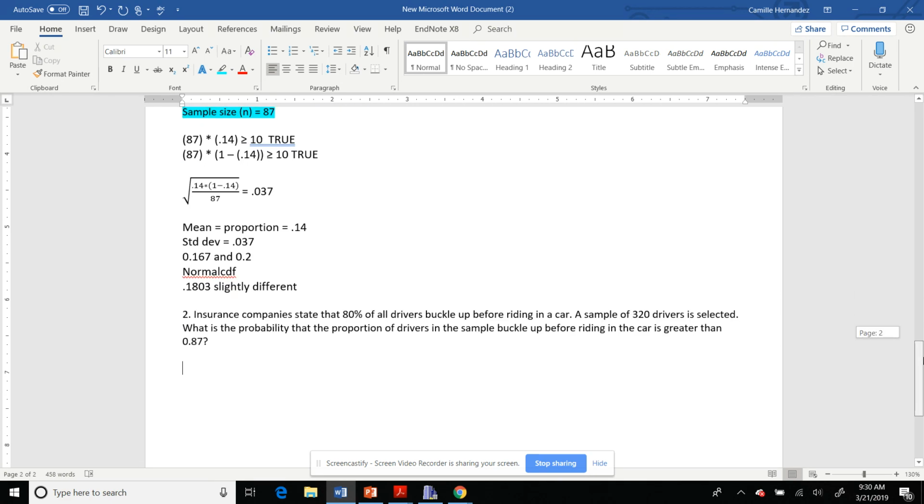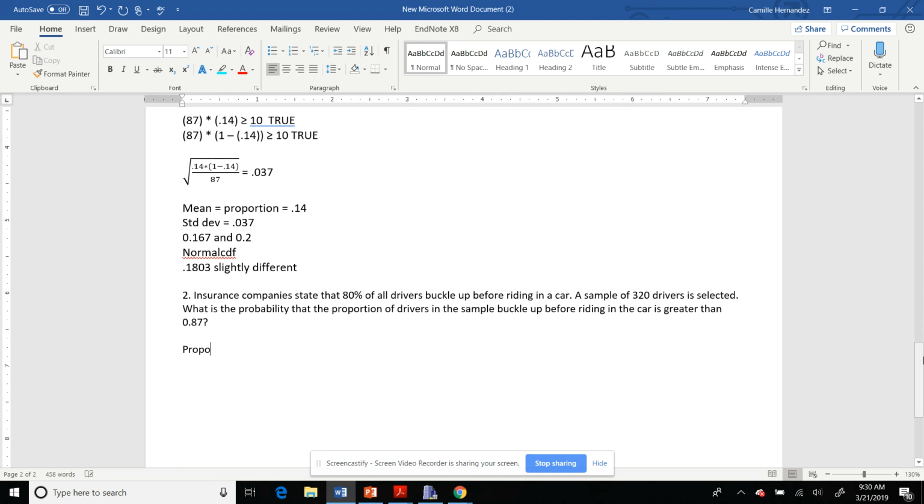Okay, so the proportion for this one, it's because insurance companies state that 80% of all drivers buckle up before riding in a car. A sample of 320 drivers is selected. What's the probability that the proportion of drivers in the sample who buckled up before riding in the car is greater than 0.87? So let's do this. The proportion is 0.80. Sample size equals 320. Okay, so I've got to go back up here.